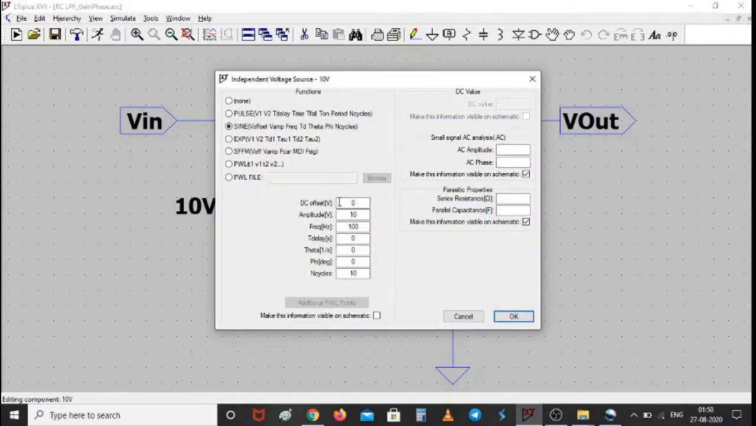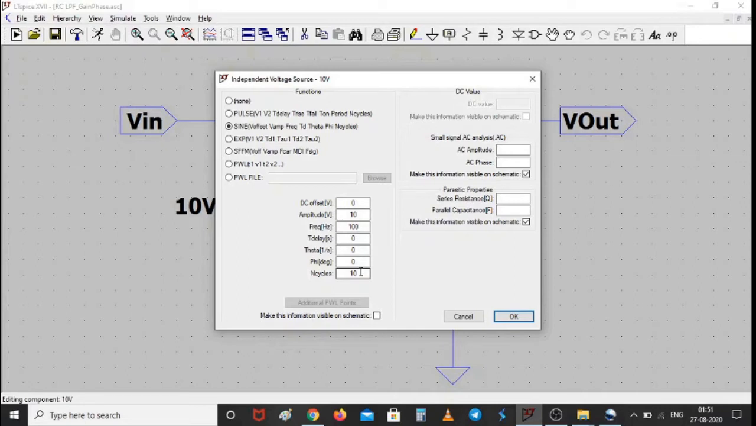Okay, and let me show you the characteristics once again. The characteristics are left to be the same as what we have considered earlier. That is, peak value is 10 volts, frequency is 100 hertz, that is, time period is 10 milliseconds, and the number of cycles that we are interested in is 10 cycles.